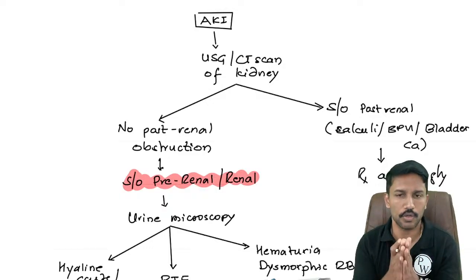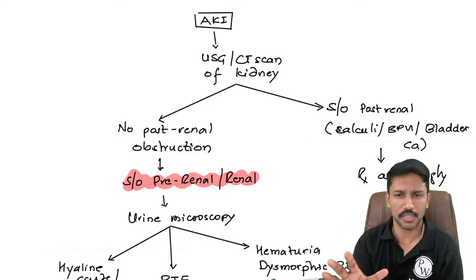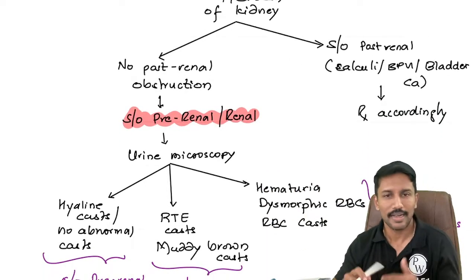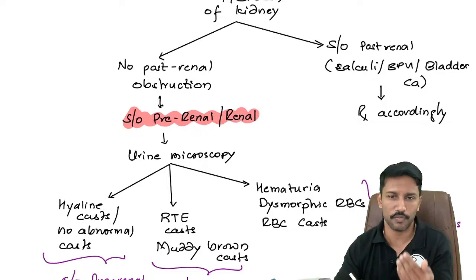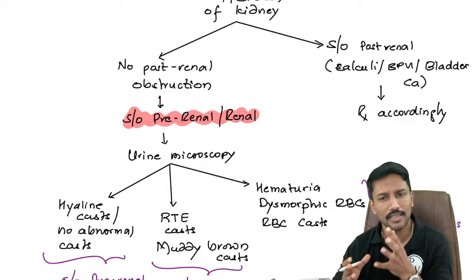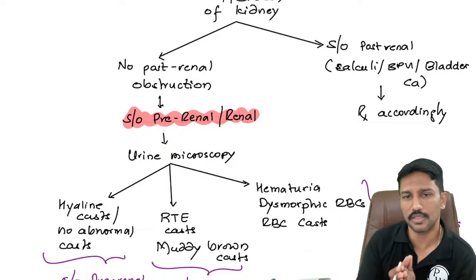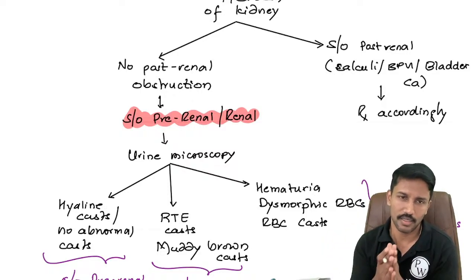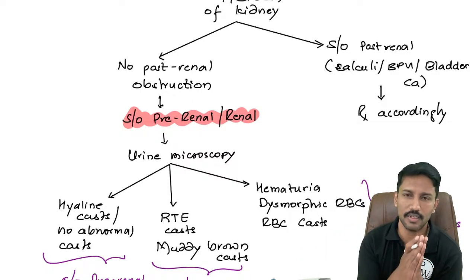Whenever you have acute kidney injury, the first thing is to do an ultrasound or a CT scan. If it finds an obstruction, then it is a post-renal cause. If no obstruction is found, then it is a pre-renal cause. Next, leading clues you can get from the urine microscopy. If urine microscopy is suggestive of glomerulonephritis in the form of dysmorphic RBCs or RBC casts, then you evaluate for the causes of glomerulonephritis. If it shows renal tubular epithelial cell casts or muddy brown casts, it is pointing towards ATN. And if it is not showing any of these pathological casts, it may be pointing towards pre-renal AKI.